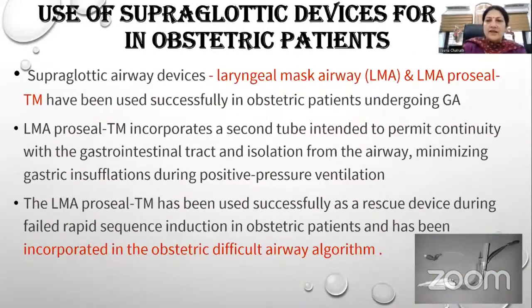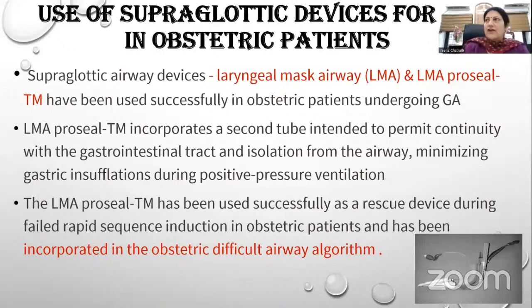Now, supraglottic devices have proved to be a boon for anesthesiologists' armamentarium in patients with obstetric anesthesia. The various devices which can be used are the laryngeal mask airway and second generation supraglottic airway devices. Among these, we can use LMA ProSeal, which incorporates a second tube intended to permit continuity with the gastrointestinal tract and isolation from the airway, and it minimizes gastric insufflation during positive pressure ventilation.